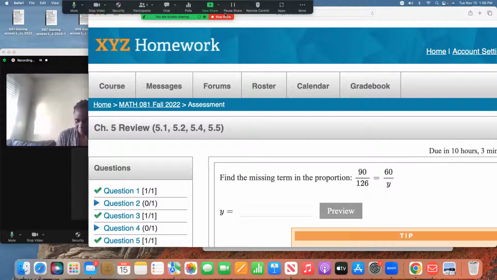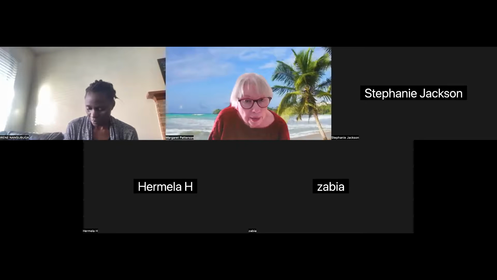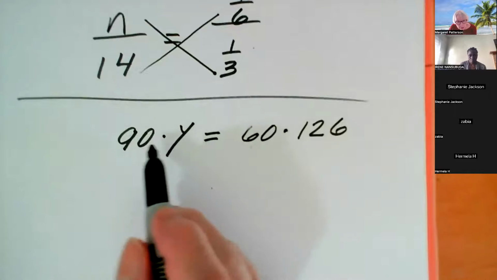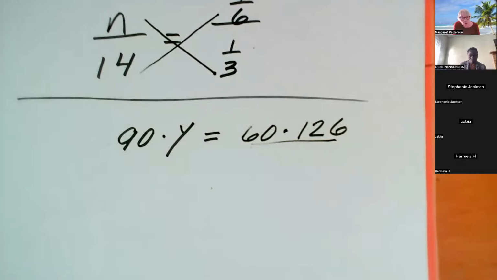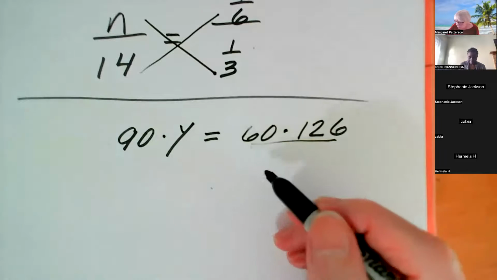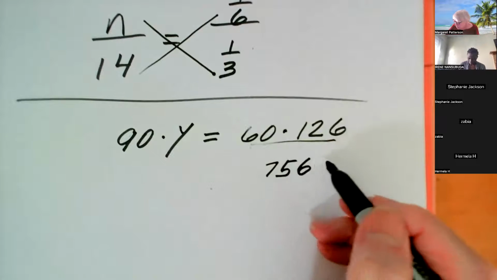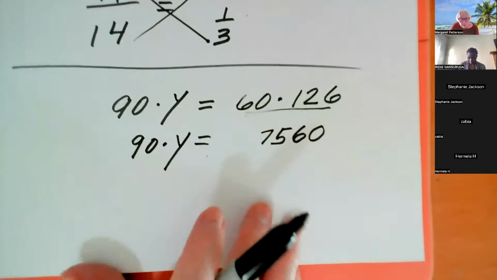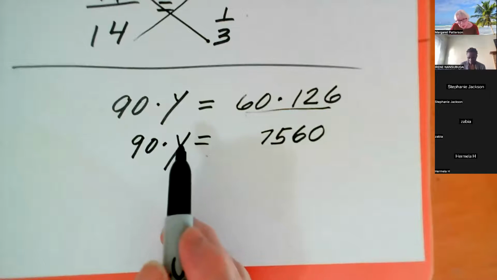I'm going to use a calculator on this. There's nothing to do over here yet, but we could actually multiply that. To save time, that's what I'm going to do. 126 times 60. So this is 7560 equals 90 times y. We want y.